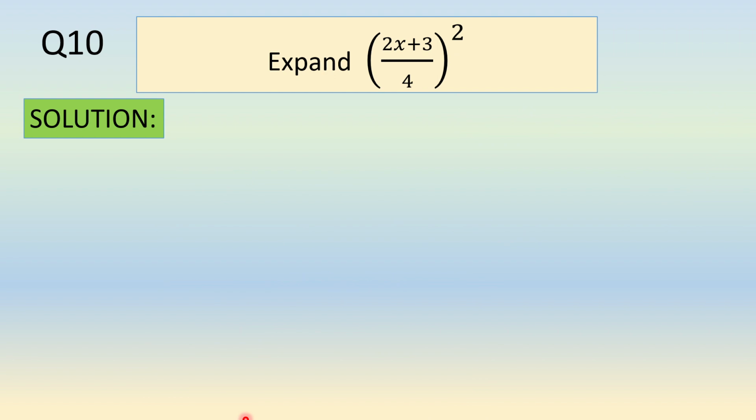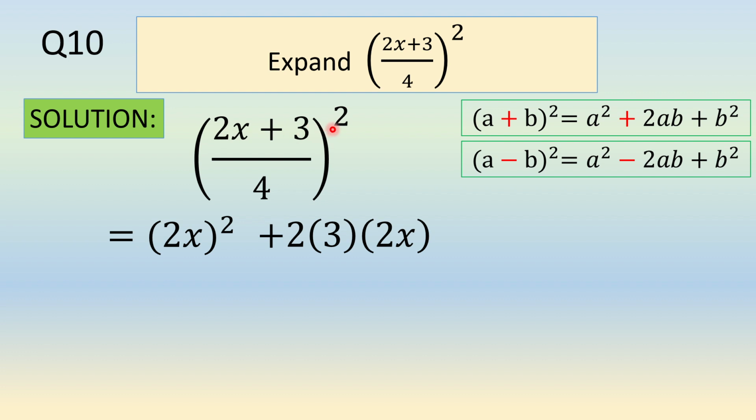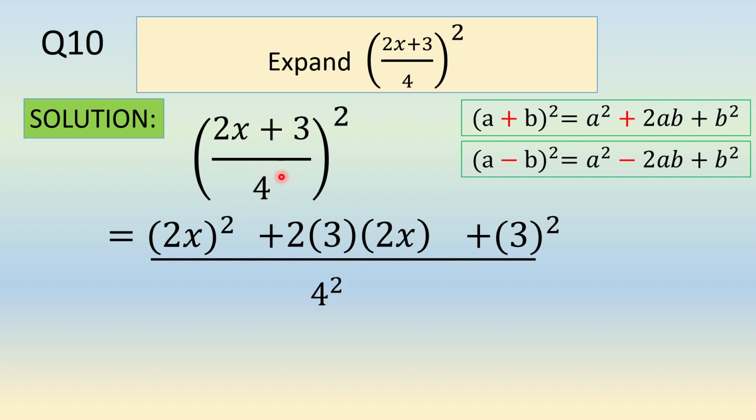Okay, question 10. Expand the given expression. Here is the question given. What you have to do is square the expression given in the bracket. First, I'm going to expand the numerator, which is 2x plus 3. When you square the first term, you have 2x in bracket square, followed by the second term, 2 times 3 times 2x. Continue with 3 square. That is the expansion for the numerator, followed by, over the 4, you need to square 2.